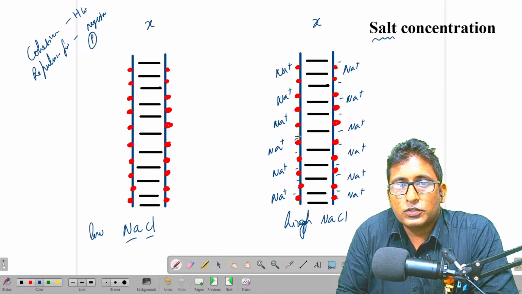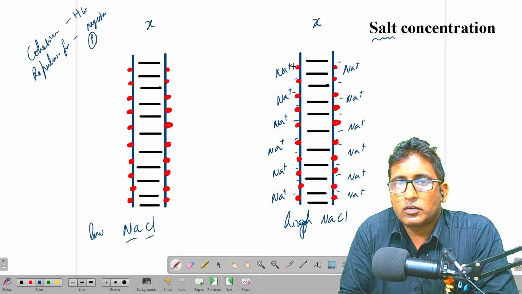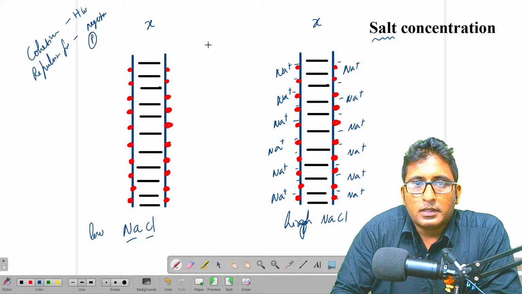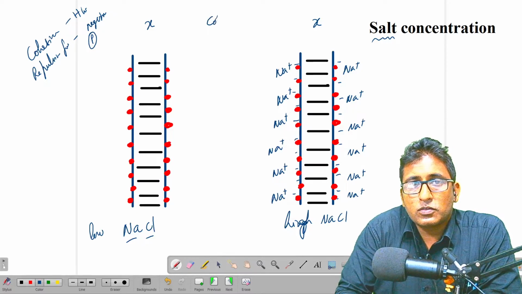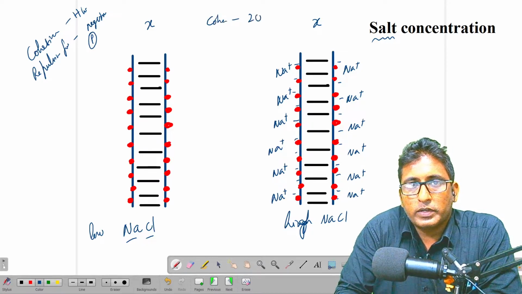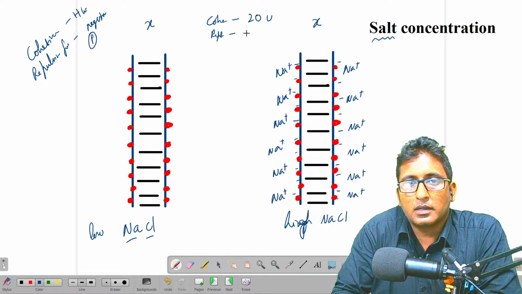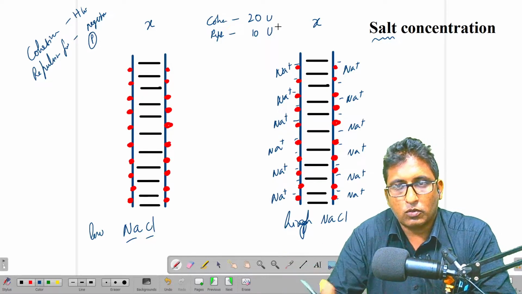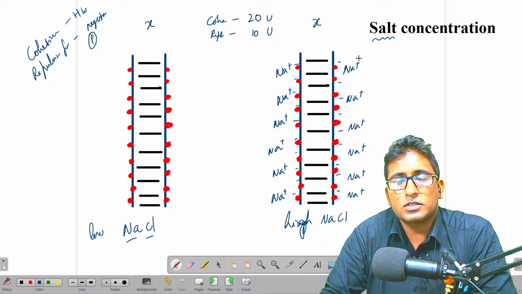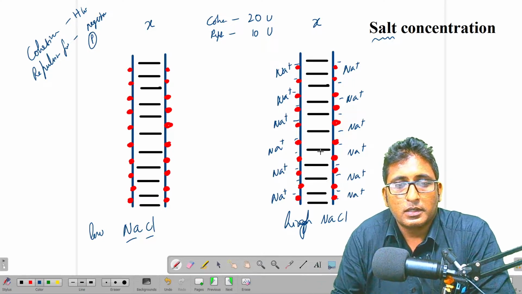For the sake of discussion, let us put the cohesive forces at, say, 20 units, and the repulsive forces at some 10 units. Because the cohesive forces outnumber the repulsive forces, the DNA stays in double-stranded form.